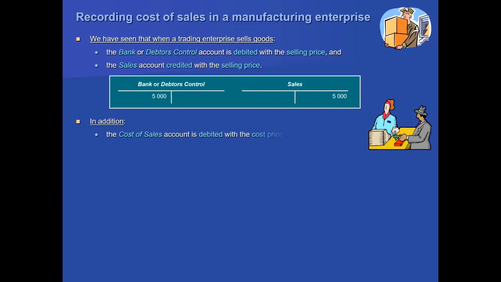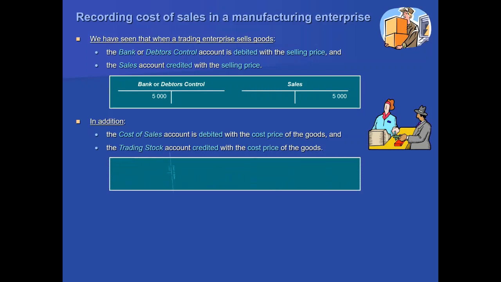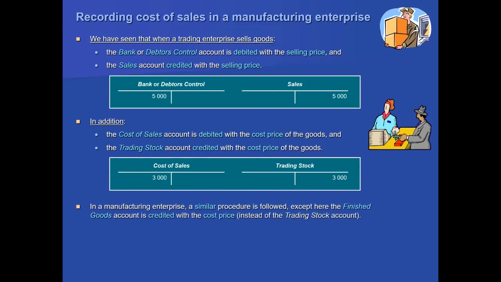In addition, the cost of sales account is debited with the cost price of the goods. So it's an expense account. We know expense accounts increase on the debit side. The trading stock account is credited with the cost price of the goods, because we know trading stock is going to decrease. Assets decrease on the credit side, so therefore trading stock is credited with the cost of sales. So trading stock credited, cost of sales debited.